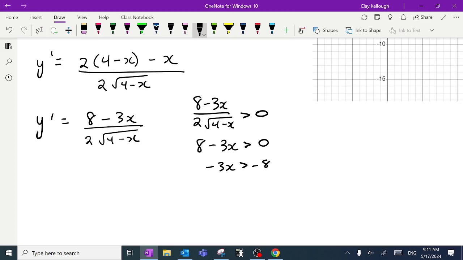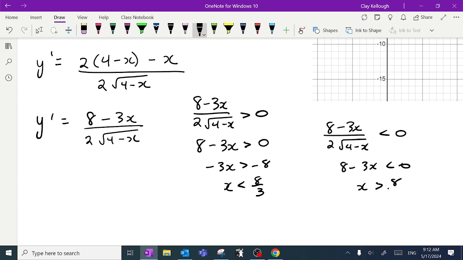Algebra works the same with greater thans and less thans than it does with equals, but there's one extra rule you got to remember, and here it is. The next step to solve this equation is to divide both sides by a negative. What does that do? Right, it flips the sign of the inequality. So there we go. I know that we're going to be increasing when we're less than 8/3. And of course, then we could do the exact same algebra here for less than 0, and we get the same thing. We get 8 minus 3x is less than 0, so x would be greater than 8/3.